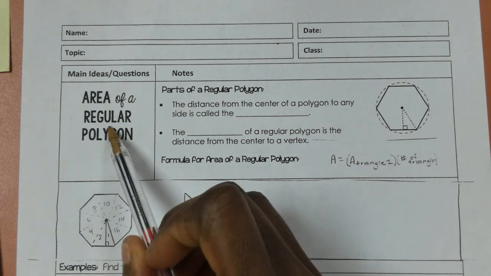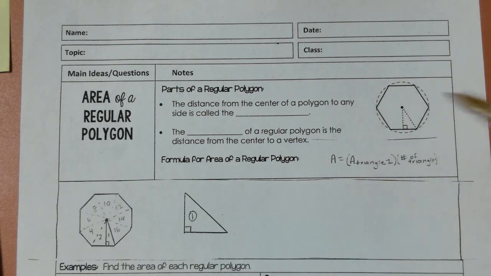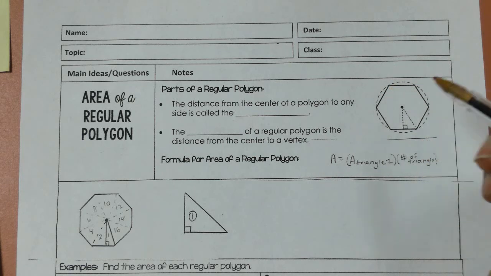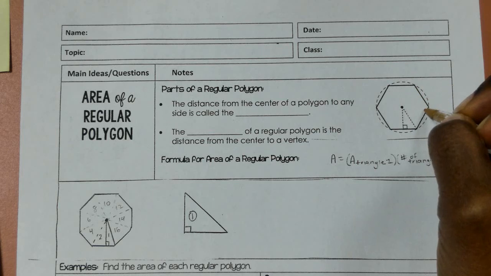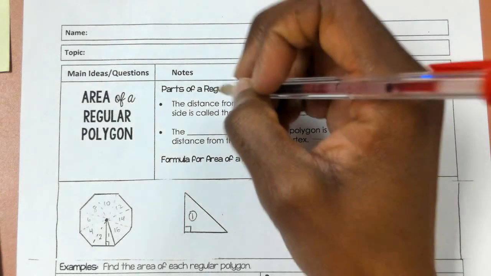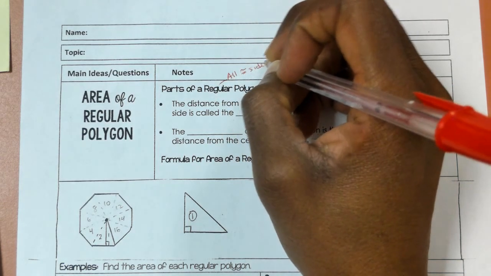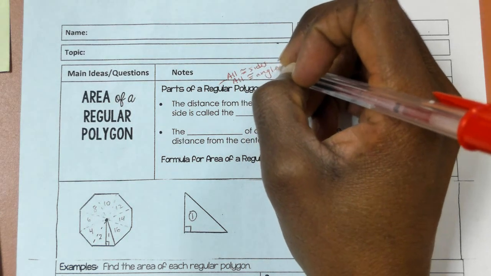So regular, remember, means that the polygon has all of the same side lengths. So all the lengths on the polygons that we're going to be finding the area of are the exact same. It also has all of the same angle measures, so all the degrees of these corner angles on the polygon are the same. So again, regular means all congruent sides, all congruent angles.